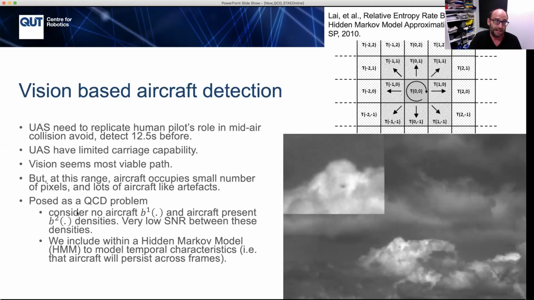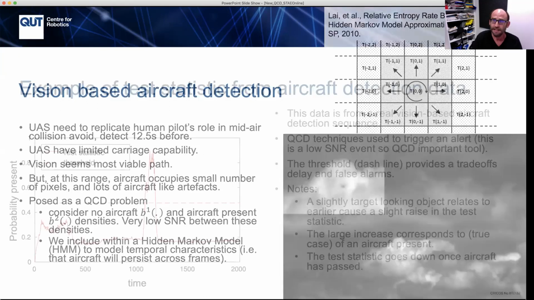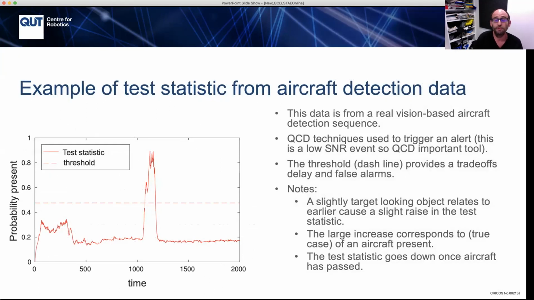So in addition to having these two sorts of densities, we supplement or amplify the difference between these signals using a hidden Markov model, which is used to model the temporal characteristics of the aircraft, in the sense that an aircraft is expected to persist over multiple frames in roughly the same location, and we use that extra information to amplify the statistic. I'll talk a little bit more about this application a little bit later. Here's one more slide on this anyway before I go to another topic.